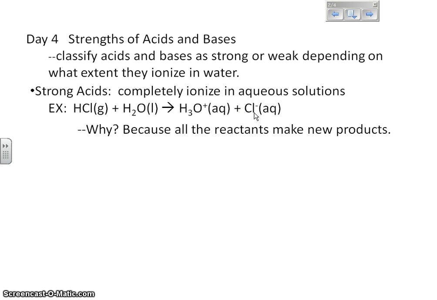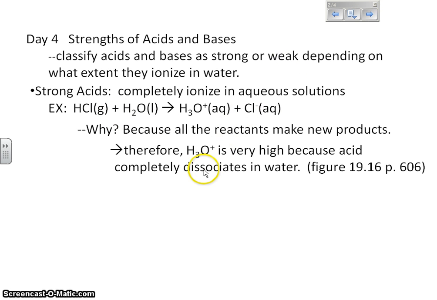You will see that later on when we start talking about weak acids. We will take care of that here in just a little bit. But what you see is HCl produces H3O positive and chloride. We don't get any remnants of hydrochloric acid at all. Okay? So because of that, H3O positive is very high because the acid completely dissociates in water.